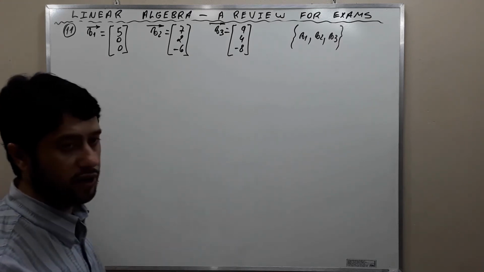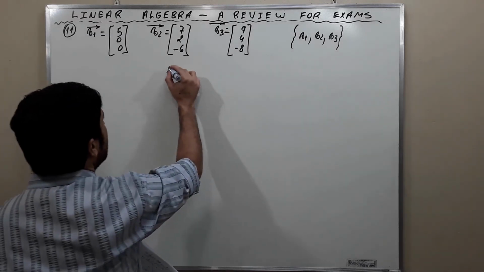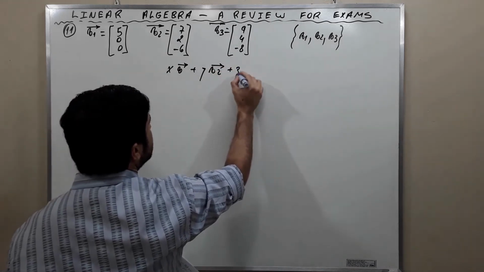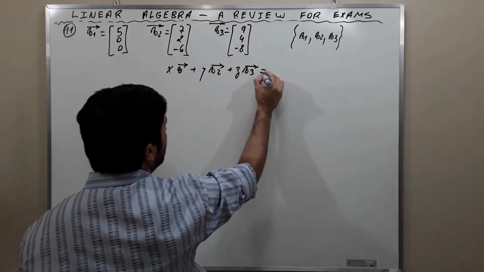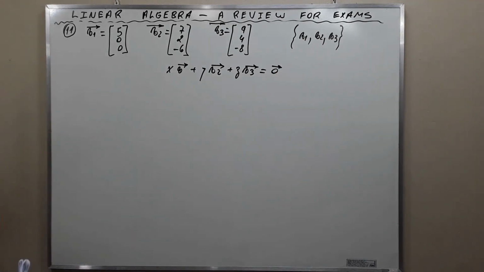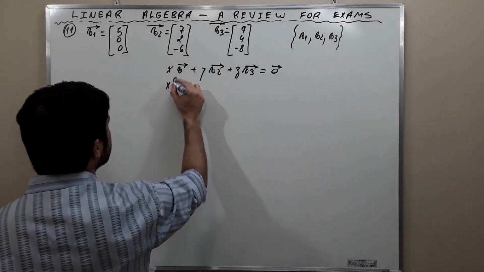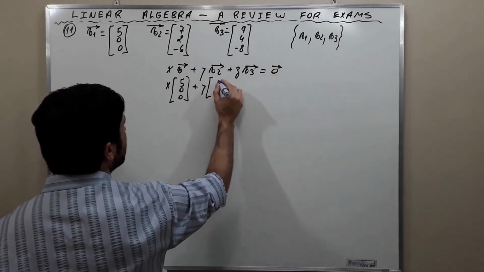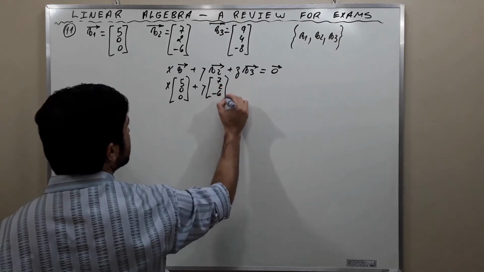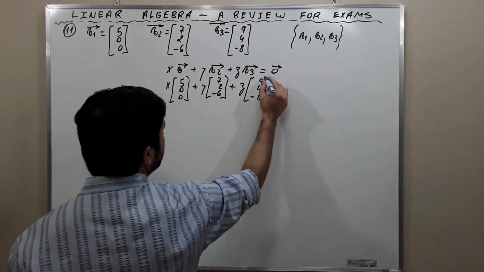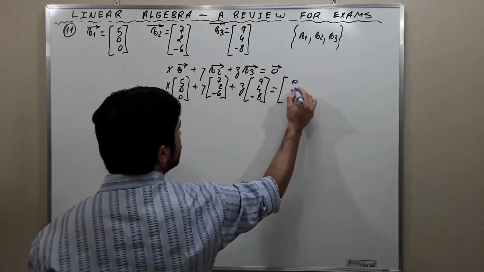So let's inspect this vector equation. x v1 plus y v2 plus z v3 equal to 0. Okay? In other words, x times (5, 0, 0) plus y times (7, 2, -6) plus z times (9, 4, -8) equal to (0, 0, 0).